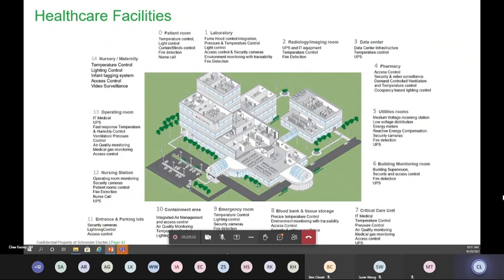Okay, in a hospital facility, there are so many different parts that each individual facility requires a different kind of control. For example, a patient room definitely requires light control, temperature control for sure, fire detection, nurse call, etc. And then if you go to the more critical rooms, like the operating theater, you definitely need medical UPSs, right? You need fast response temperature control and humidity control to ensure that the pressure is properly controlled, right? And also you need to have air quality monitoring, right?